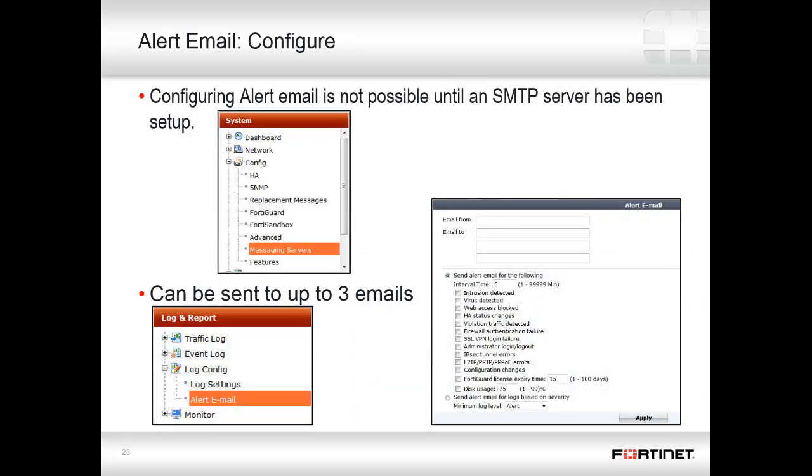In order to set up an alert email, the first thing you need to do is configure an SMTP server that the FortiGate will talk to. If you don't set this up, the alert email option will not show up in the log and config menu. Once you set up an SMTP server, you can configure your alert email settings.